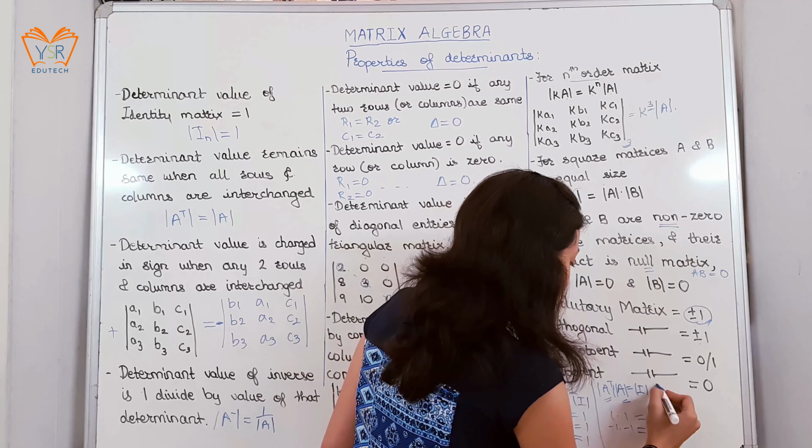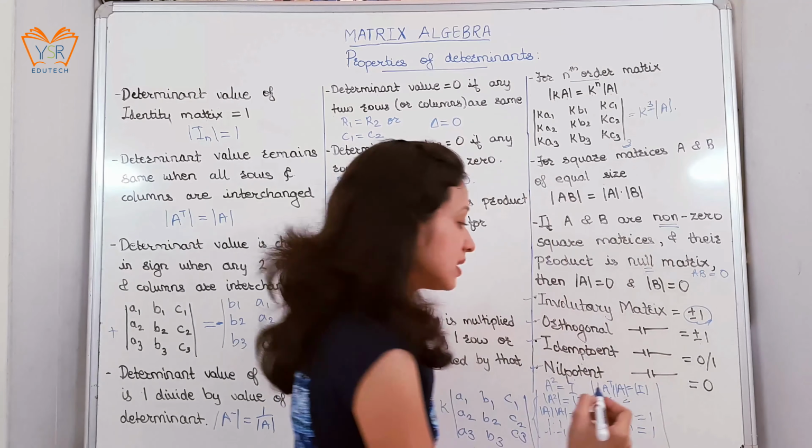Idempotent matrix: A square is equal to A. That is, determinant of A square is equal to determinant of A. We can simply write it as determinant of A into determinant of A is equal to determinant of A. So, 0 into 0 is equal to 0 and 1 into 1 is equal to 1. For all the remaining values, you will not get the same value here. So, the value is either 0 or 1.